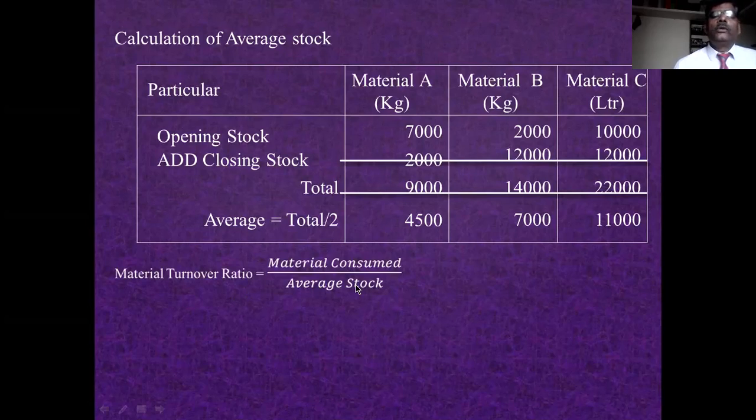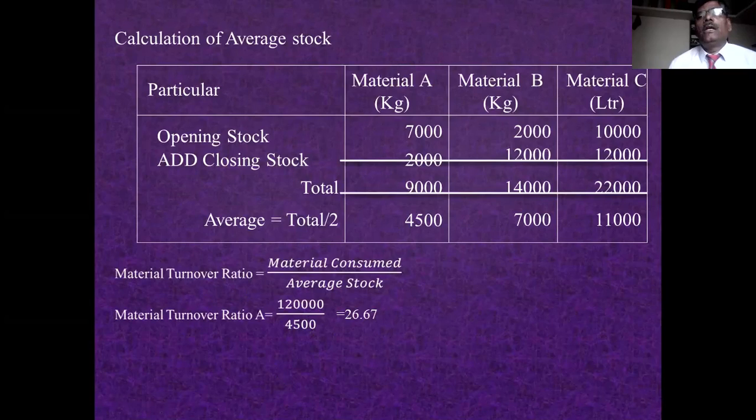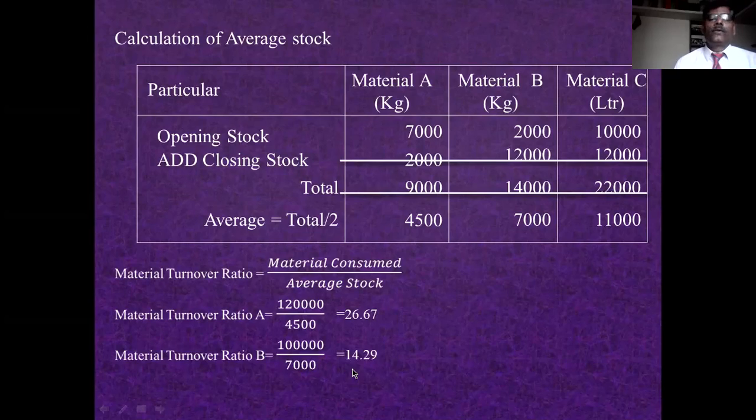Okay, material turnover ratio is equal to material consumed divided by average stock. You write this equation and calculate for A, B, and C. Material turnover ratio of A is equal to 1,20,000 material consumed divided by 4,500 is equal to 26.26, nearly 27 times. 27 times in a year you have to fill the material A. Material B is equal to 1 lakh divided by 7,000 is equal to 14.29, nearly 15 times. 15 times in a year you have to fill the godown regarding B material.